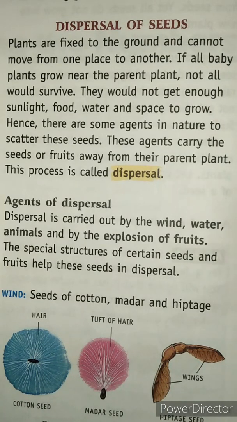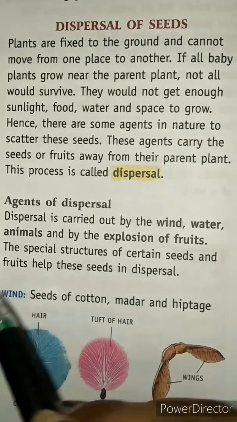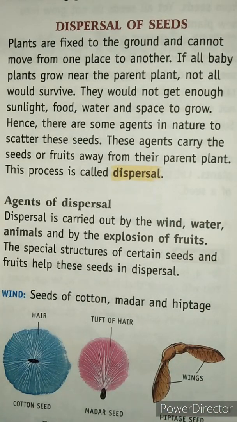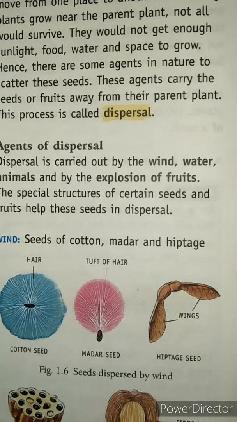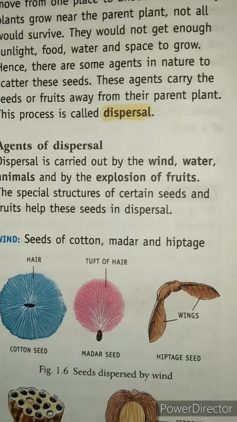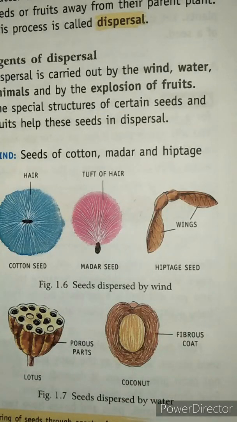So what can be the agents of dispersal? First of all we have wind. How does the wind disperse the seeds? Let's take examples of cotton, madar, and heptates. They are very light in weight, and because of this they can be carried by the wind. Clear? And the next one we have is seeds dispersed by the water. Like lotus, it has a spongy part, and coconut has a fibrous outer covering. So they are very porous in nature, and that is why they are able to float with water. Clear?